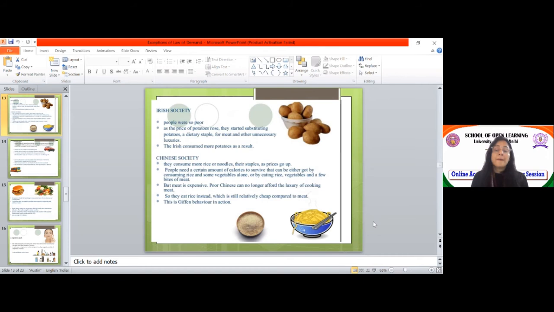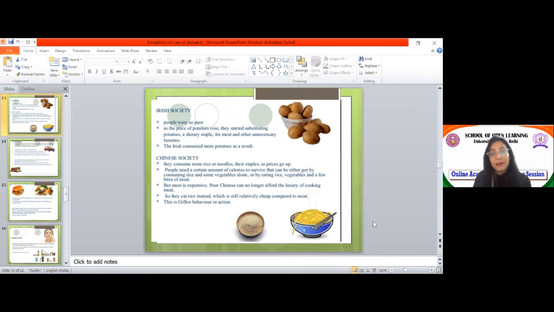So that is the thing, that whenever the price of these given goods is increasing, the demand for given goods is increasing. So they consume more. Let's talk about Chinese society. In Chinese society, what happened? They consume more rice or noodles, their staples, as prices go up. So they tend to go towards these sort of staples. Now people use a certain amount of calories, so that's why they try to maintain that sort of calorie. So they eat rice instead, which is relatively cheap compared to meat.